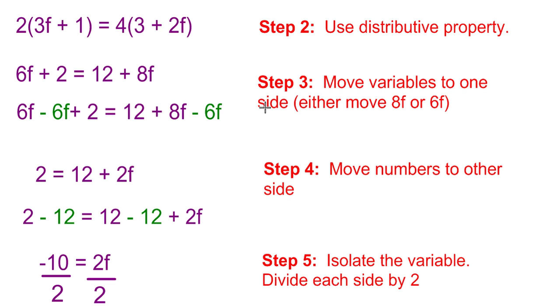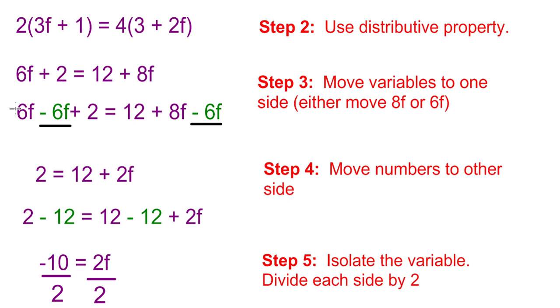The next step is to move our variables to one side. So again, get used to moving everything to one side, either all your variables to the left or all your variables to the right. If you look at this example in green, we subtracted 6f from the left. Whatever you do to the left, make sure you do to the right as well too. So again, subtract 6f, subtract 6f.